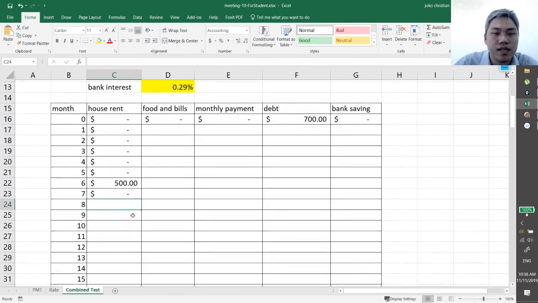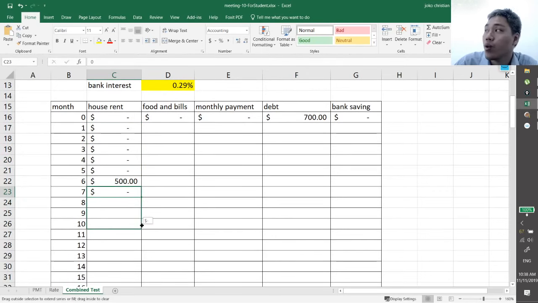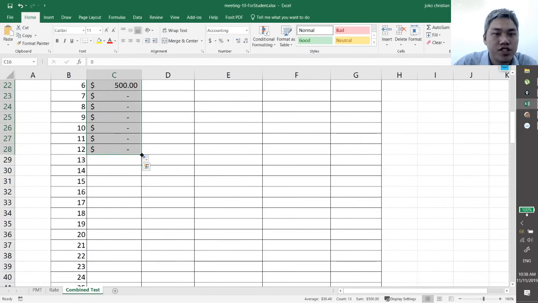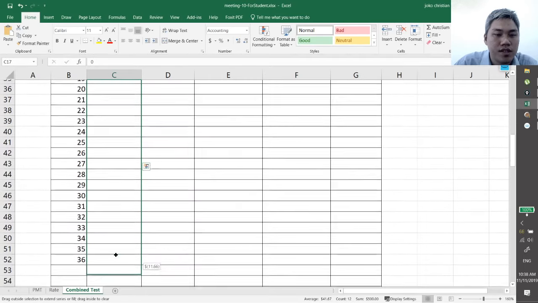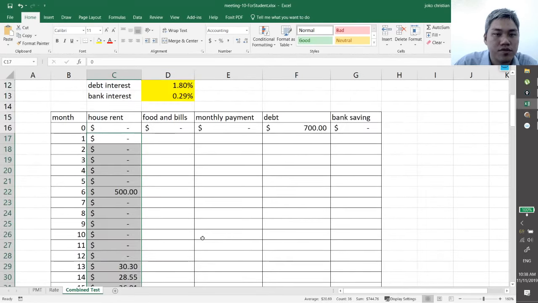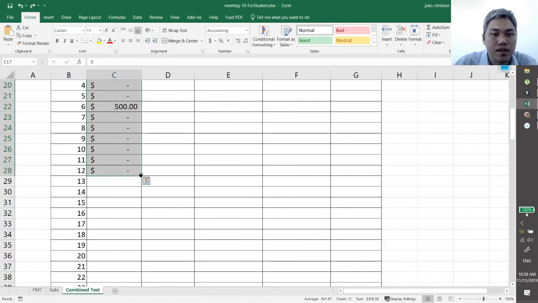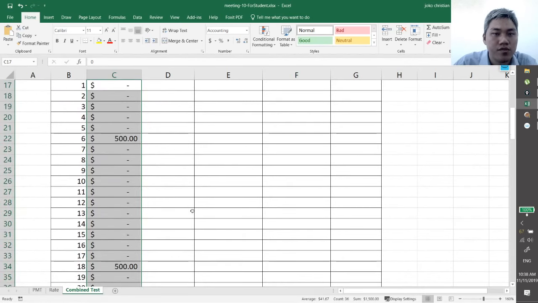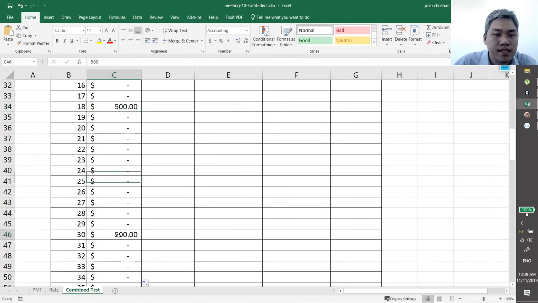You can use the modulus function if you want to count it. But I'll just use the old-fashioned way. It's for each 6th month, so it will reoccur in... Whoops, sorry, I need to hold control. Okay, it will reoccur in the 18th month and the 30th month.